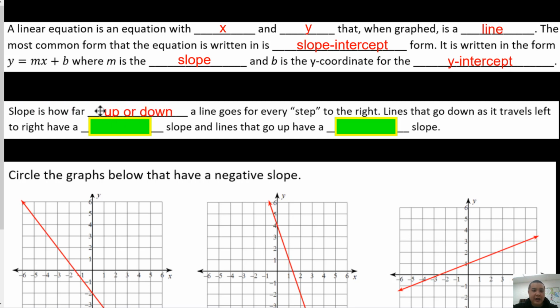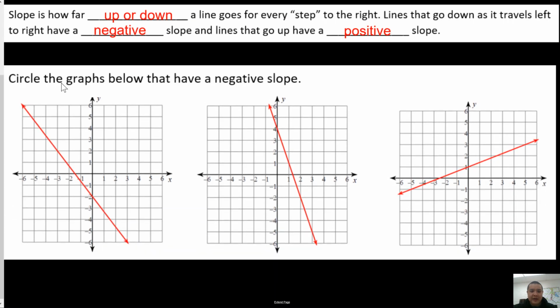Slope is how far up or down a line goes for every step to the right. Lines that go down as they travel left to right have a negative slope, and lines that go up have a positive slope. So here, going left to right, we see that these two are going downwards. That means that these two are going to have negative slopes.